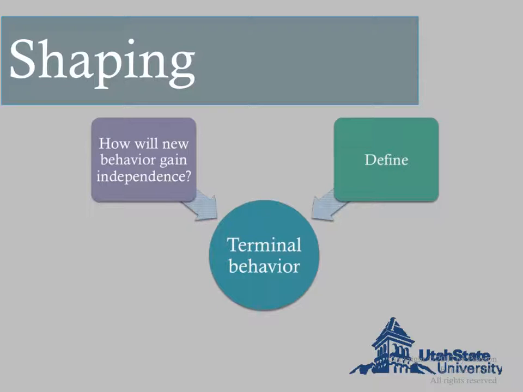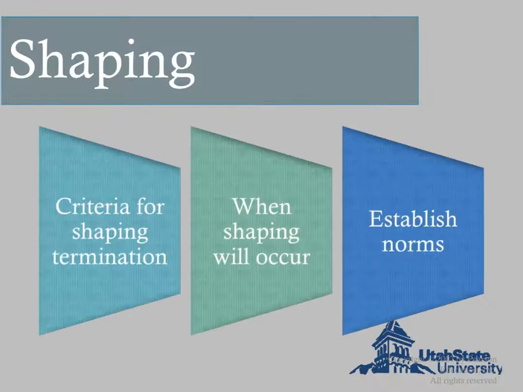You can select the terminal behavior by asking yourself, how will the behavior change contribute to the learner's independence in gaining reinforcement? Also, ensure that you define the terminal behavior precisely by using an operational definition. Then, you and other staff will know when that behavior has or has not occurred. Then you will need to determine your criteria for success. So how accurate, how fast, how long, or how intense should the behavior be performed?